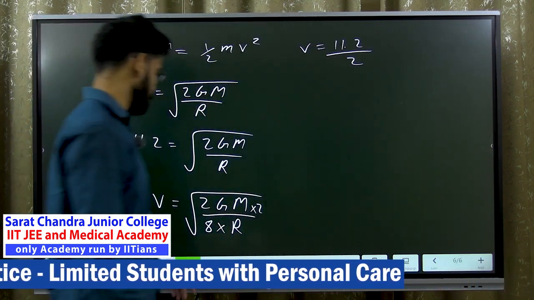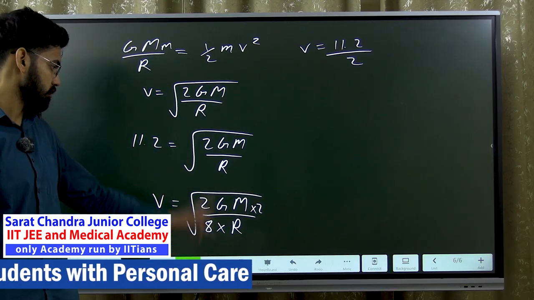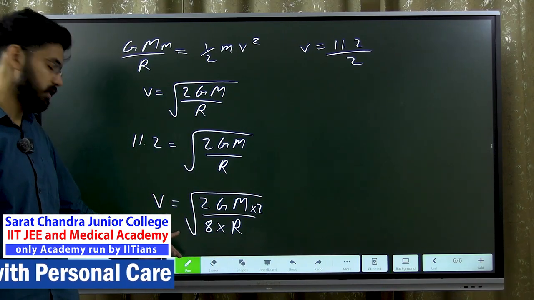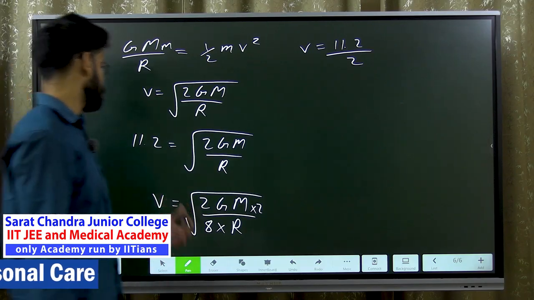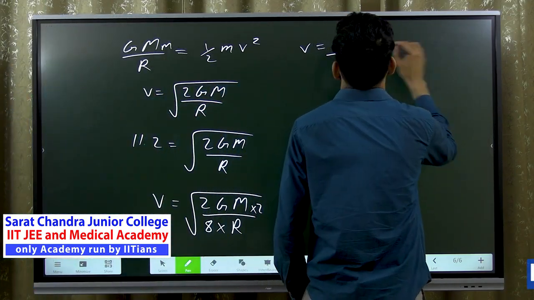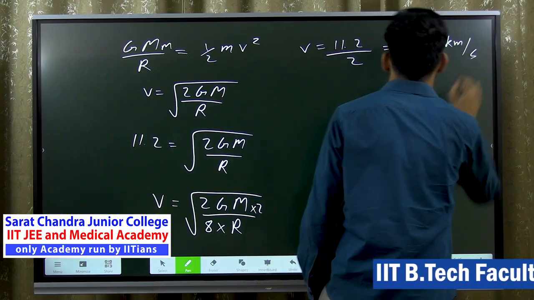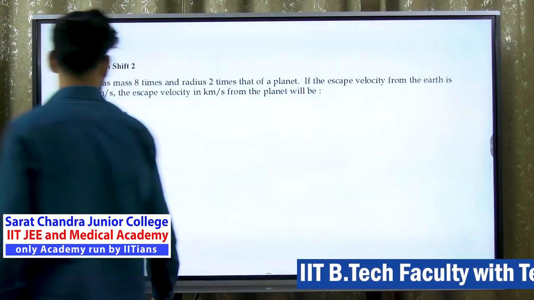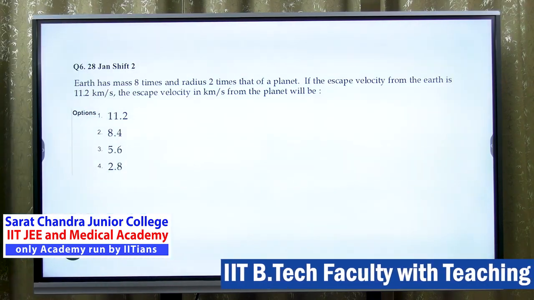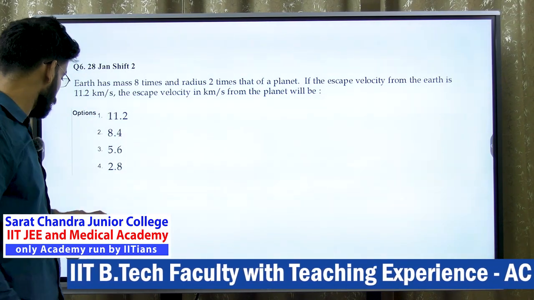If you divide both of them, you will get here there is one more factor of 4 coming, right? Greater than this. So outside it will be 1 by 2, right? So it is 1 by 2 of 11.2. So that is how much? 5.6 kilometer per second. Okay. So 5.6 kilometer per second. So this is the third option. Okay, that's your answer. Understood?